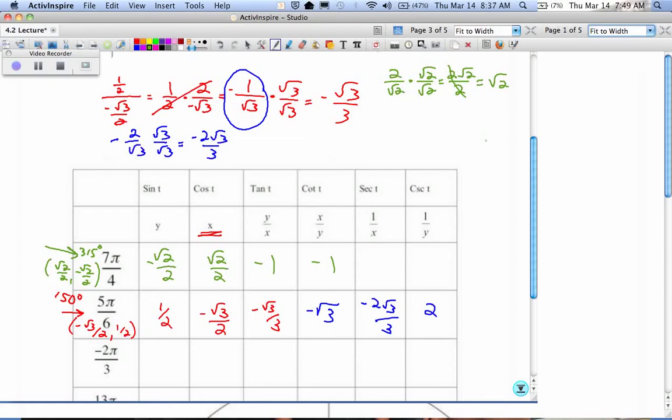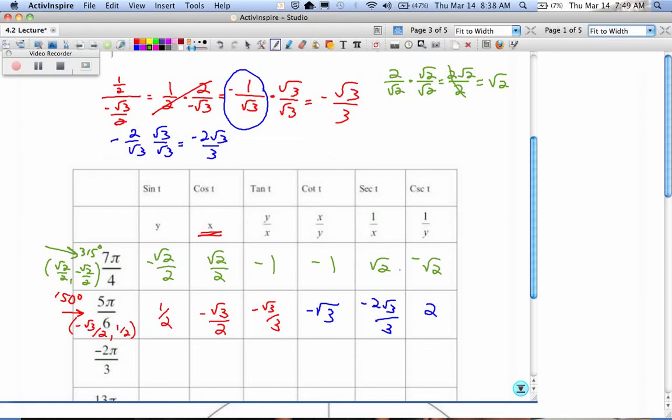So watch how we do this. This is going to be root 2, and this is going to be root 2. But which one's negative? The cosecant. Sine is negative, so cosecant will be negative. Doing the reciprocal does not change it as far as positive or negative. So that's how you fill in the table. Make sense?